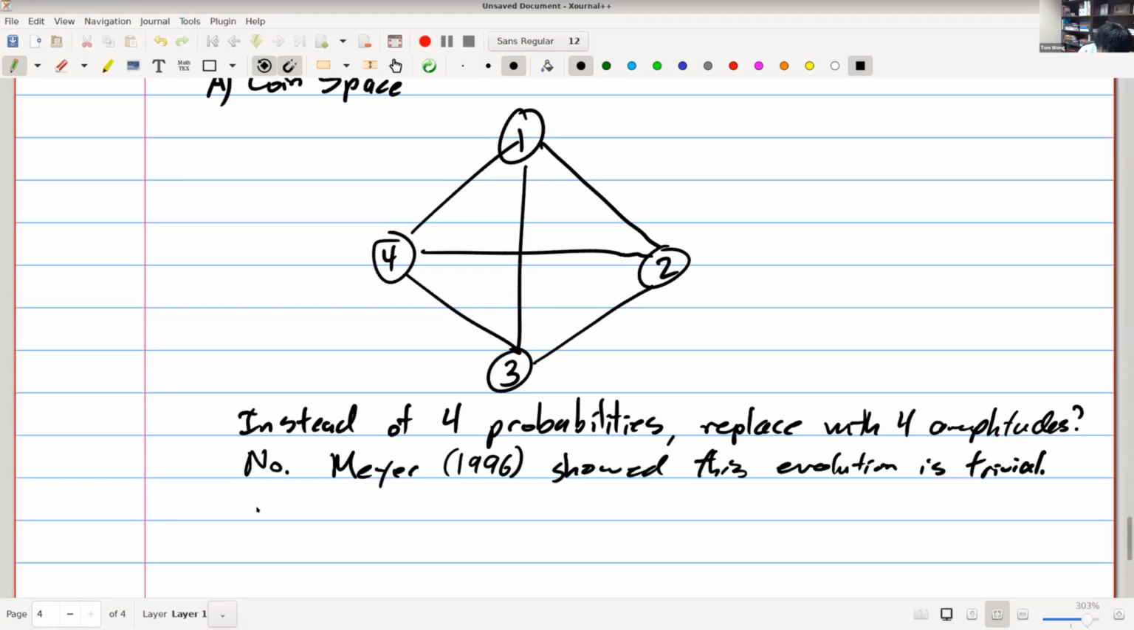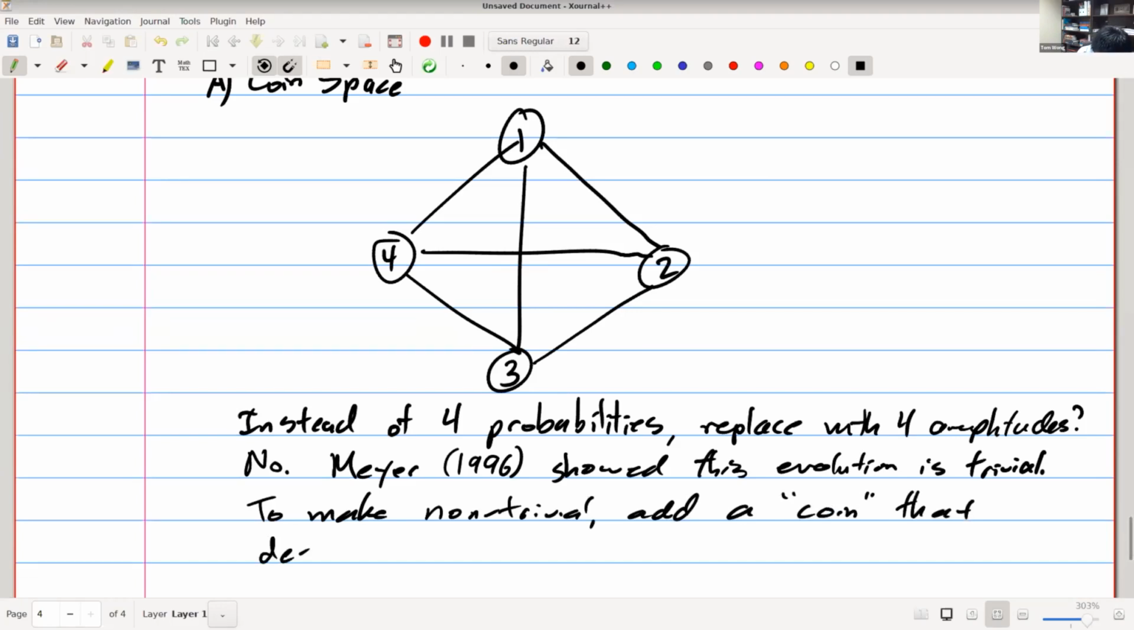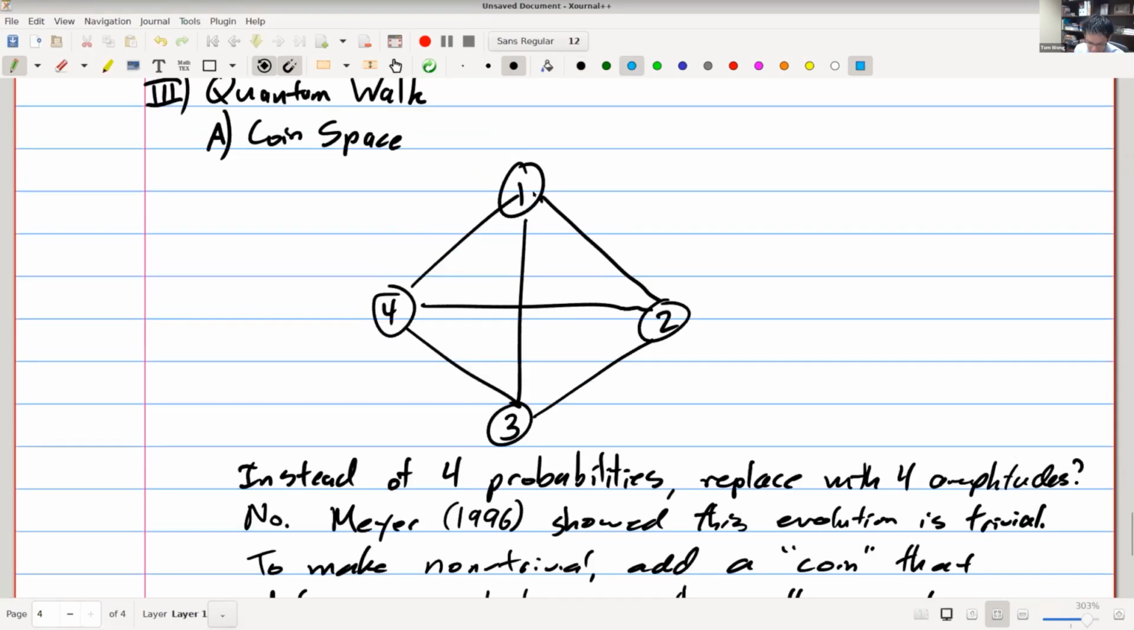So to make it non-trivial, we're going to add what we call a coin that determines which way the walker points. And I'll draw a picture to explain what I mean by that. What I mean is that instead of just a probability, or an amplitude I should say, because it's quantum now, an amplitude at vertex 1, we're going to have some amplitude of being at vertex 1 and pointing to vertex 2.